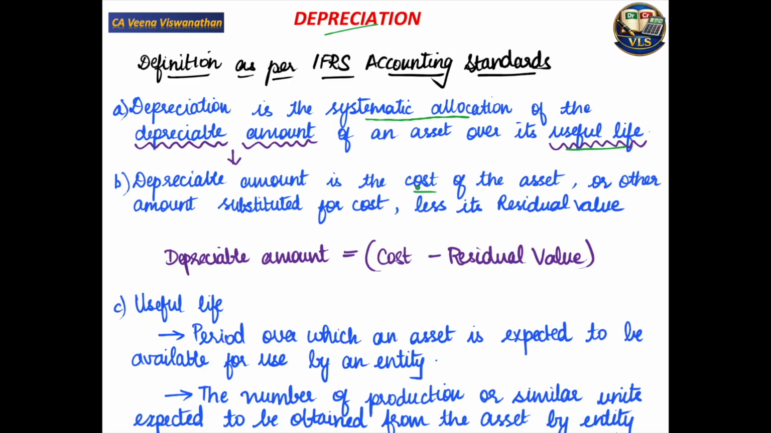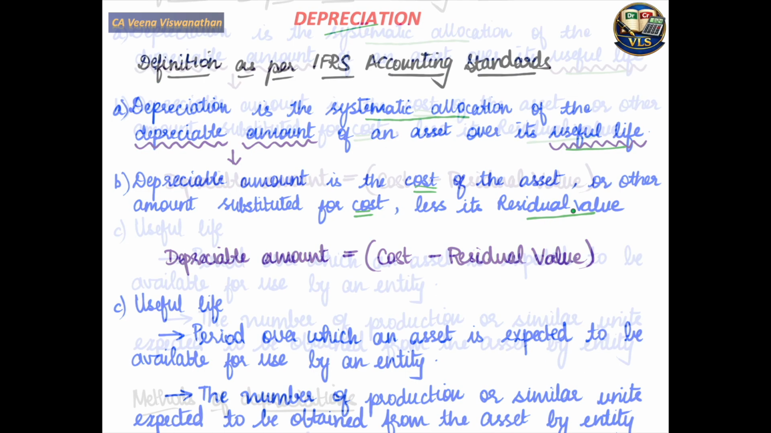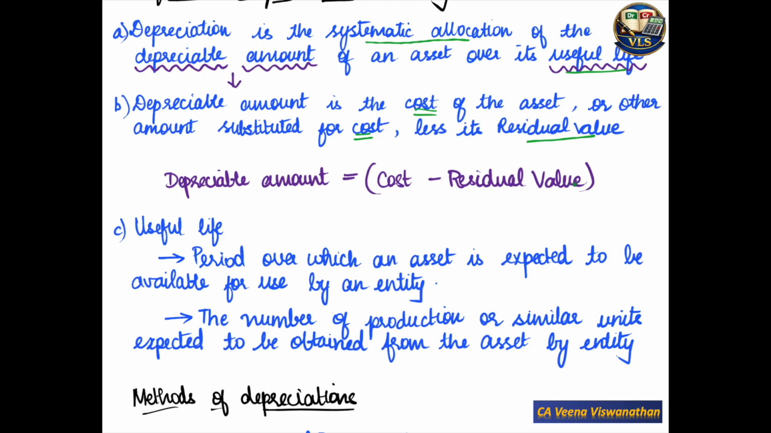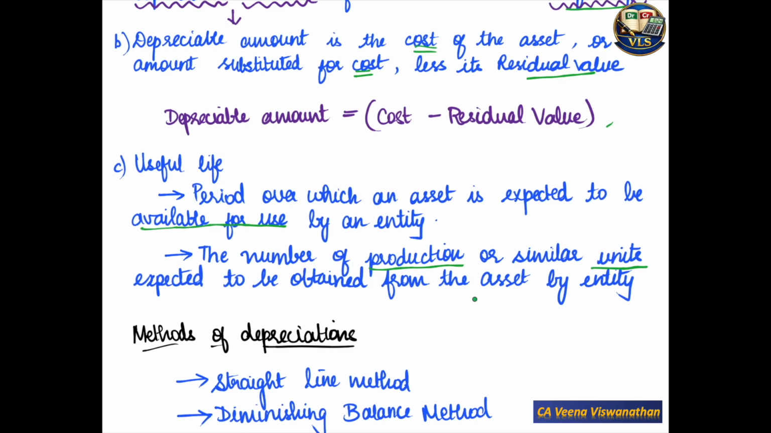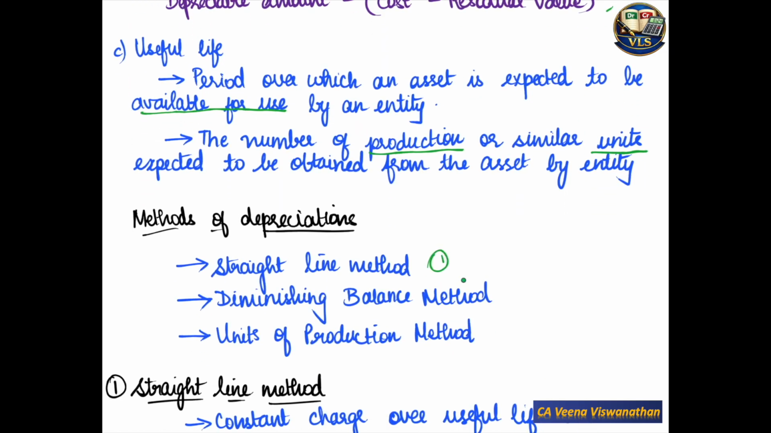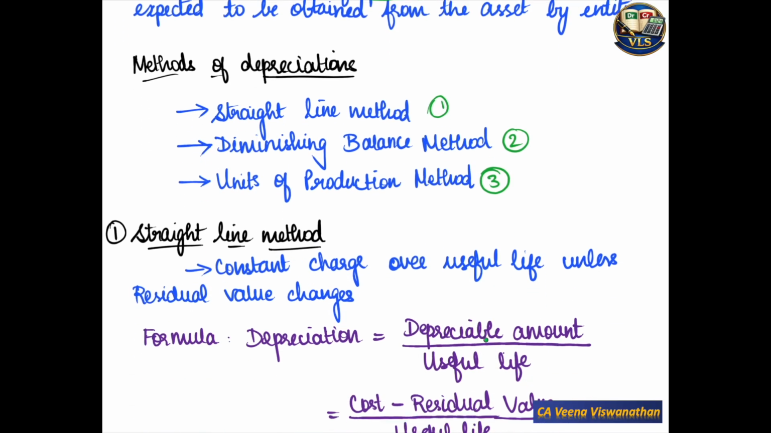Depreciable amount is the cost of the asset or other amount substituted for cost less its residual value, the value that the asset can be sold after its useful life. So depreciable amount equals cost minus residual value. What is useful life? Useful life is the period over which an asset is expected to be available for use by an entity, or it is the number of production or similar units expected to be obtained from the asset by the entity. Using these two items, we can calculate depreciation by three methods. The first one is the straight line method, then the diminishing balance method, and finally the units of production method. Let's see one by one in detail.